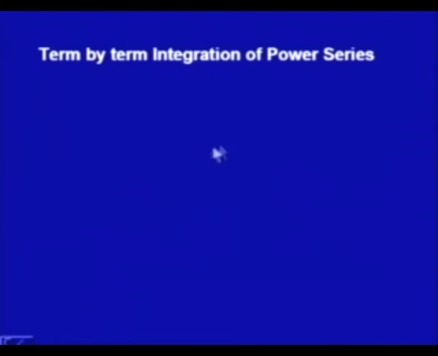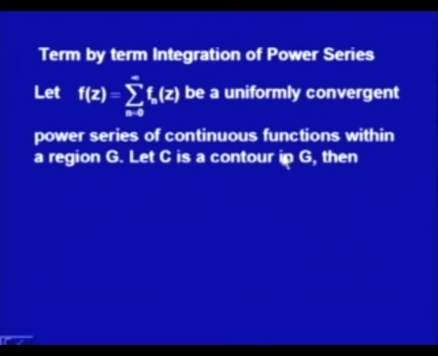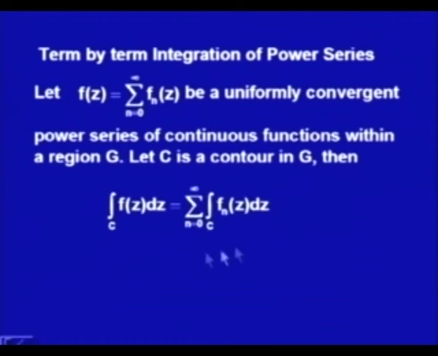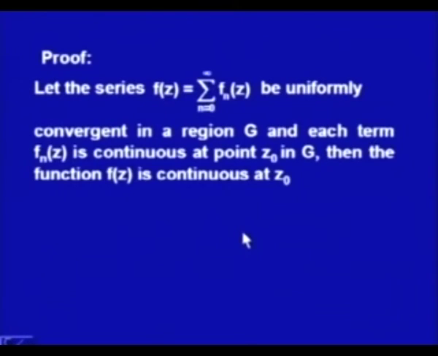Similarly, term by term integration of power series is also possible. Let f(z) equal summation n equals 0 to infinity f_n(z) be a uniformly convergent power series of continuous functions within a region G, and let C be a contour in G. Then the integral over C of f(z) dz is equal to summation n equals 0 to infinity of the integral of f_n(z) dz. So, this is the meaning of term by term integration.